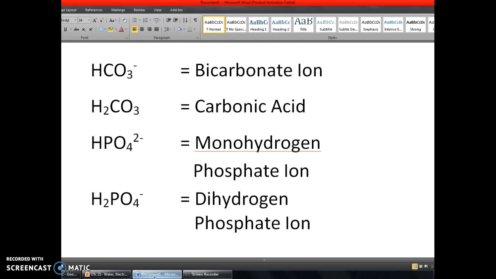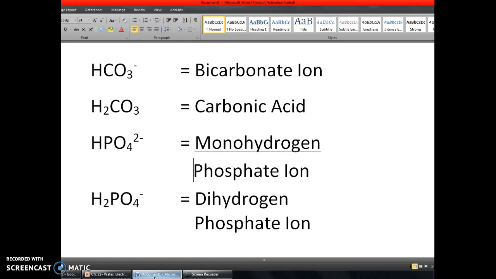All right, so the first chemical up top, HCO3, and it's a negative charge. That's what that negative stands for. This is bicarbonate ion. This acts as a base inside of our blood, and in a little bit we'll see why that's important. It helps regulate our blood pH. All right, carbonic acid is a weak acid, so it's not going to release a lot of hydrogen ions. It's a weak acid.